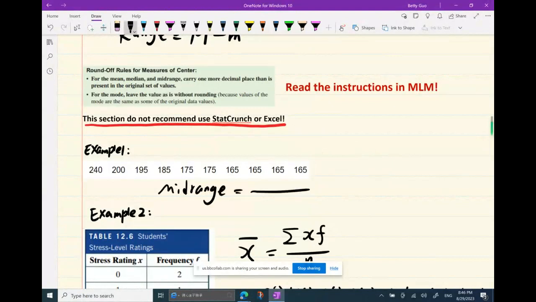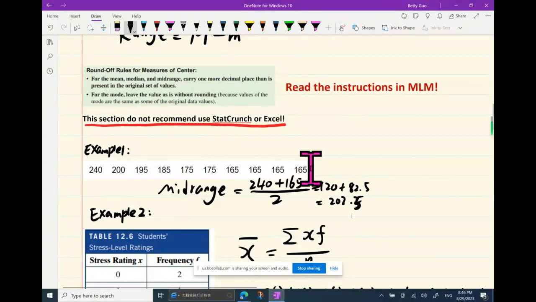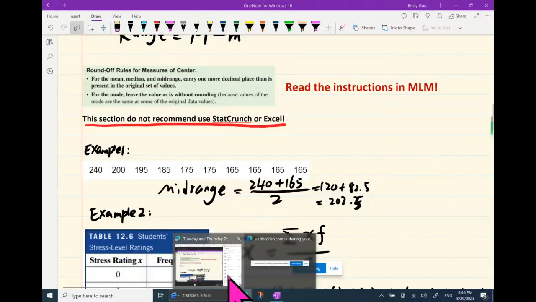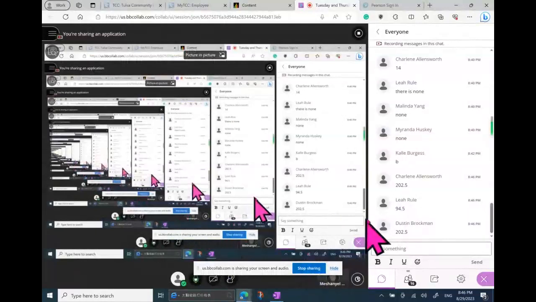Do we have to find the minimum and the maximum first? Maximum 240, minimum 165. Add them up and divide by 2. Right? So that is 120 plus 82.5. Do you have 202.5? 202.5. Yeah, very good.